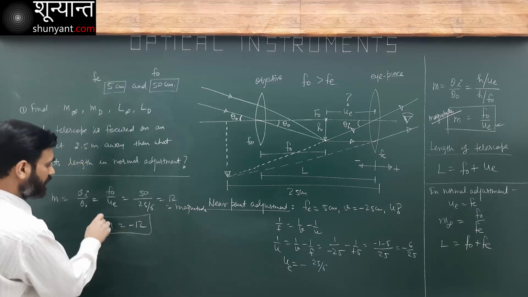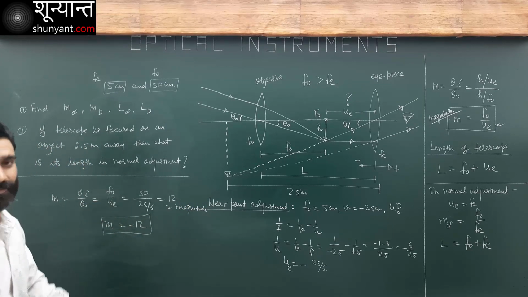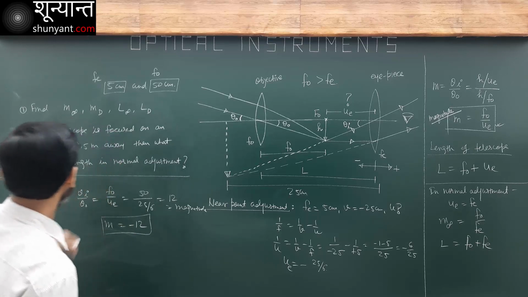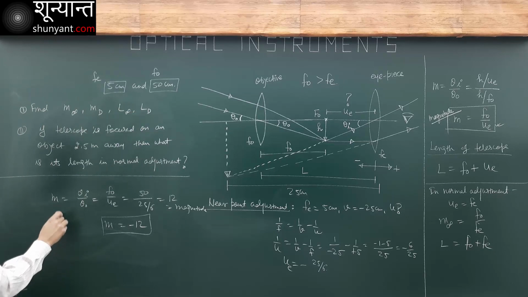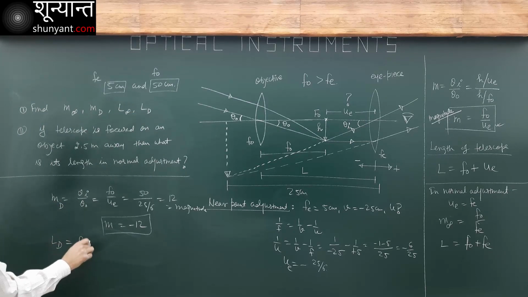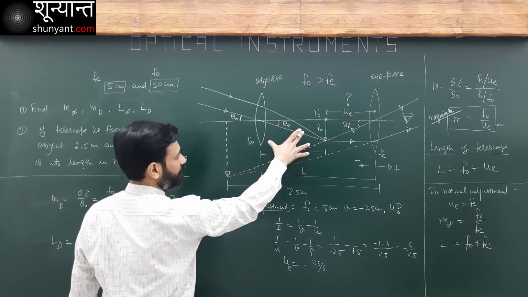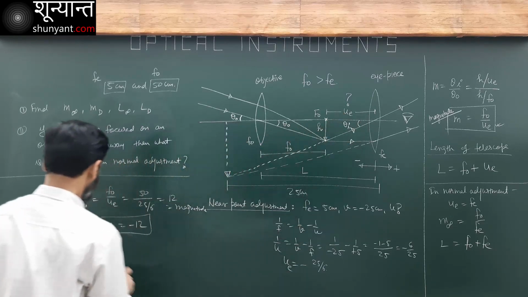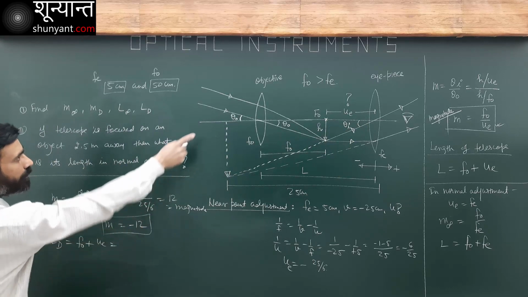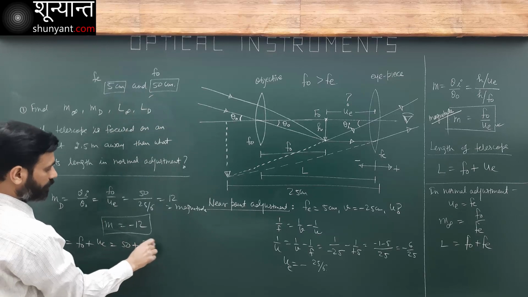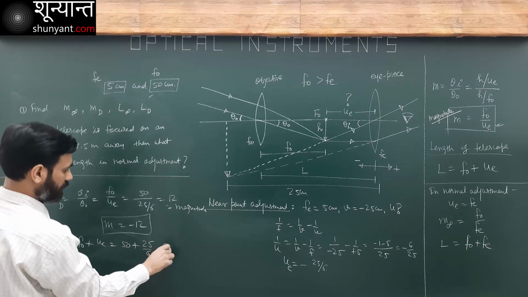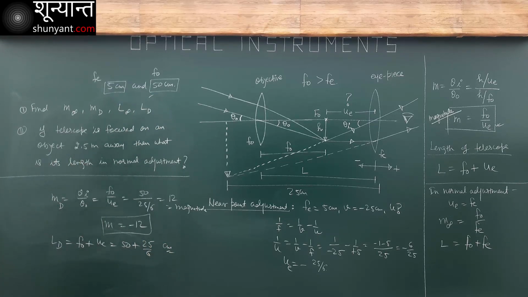Okay. With proper sign convention, it will be minus 12. Okay. Now the next one, the interesting one. What will be the length? Length LB will be equal to FO. This is always going to be constant, FO plus UE. So FO I already know, 50 plus 25 over 6 centimeter. So that's it. This is our answer.